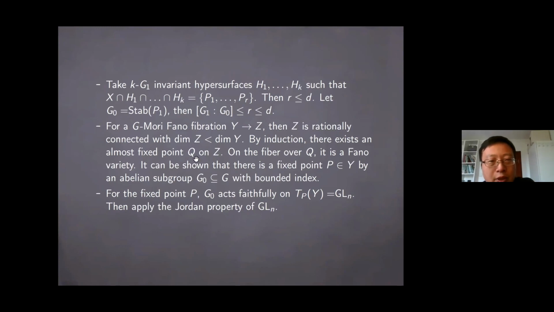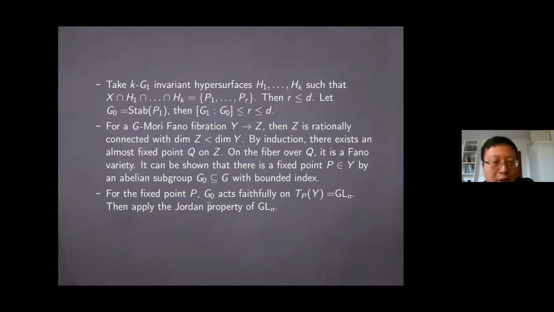And then we can consider the fiber over this Q. The fiber over this Q is a Fano variety. Then we need to show that on this fiber there exists a fixed point over Y. So in the end, the Jordan property and the boundedness of these Fanos guarantee there exists some fixed point fixed by this subgroup with bounded index.